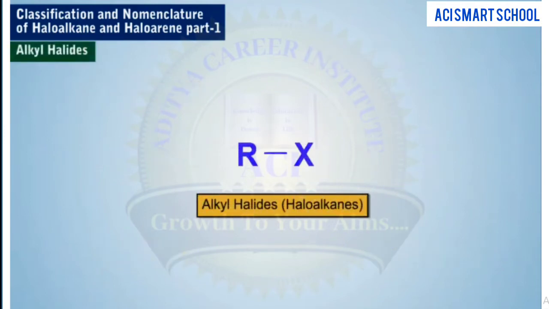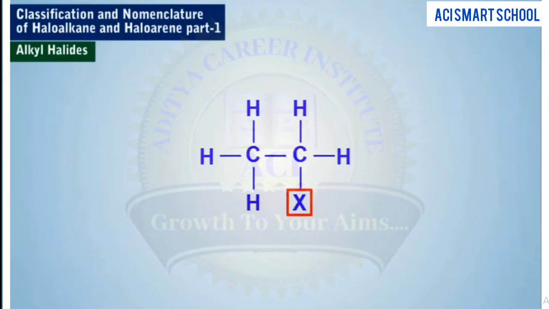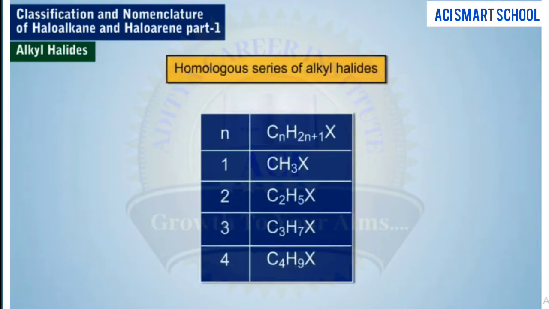We'll start with the alkyl halides or haloalkanes, which have the general formula RX. R here represents an alkyl group. In these compounds, the halogen atom is bonded to an sp3 hybridized carbon atom. The homologous series of alkyl halides can be represented by a formula CnH2n+1X.